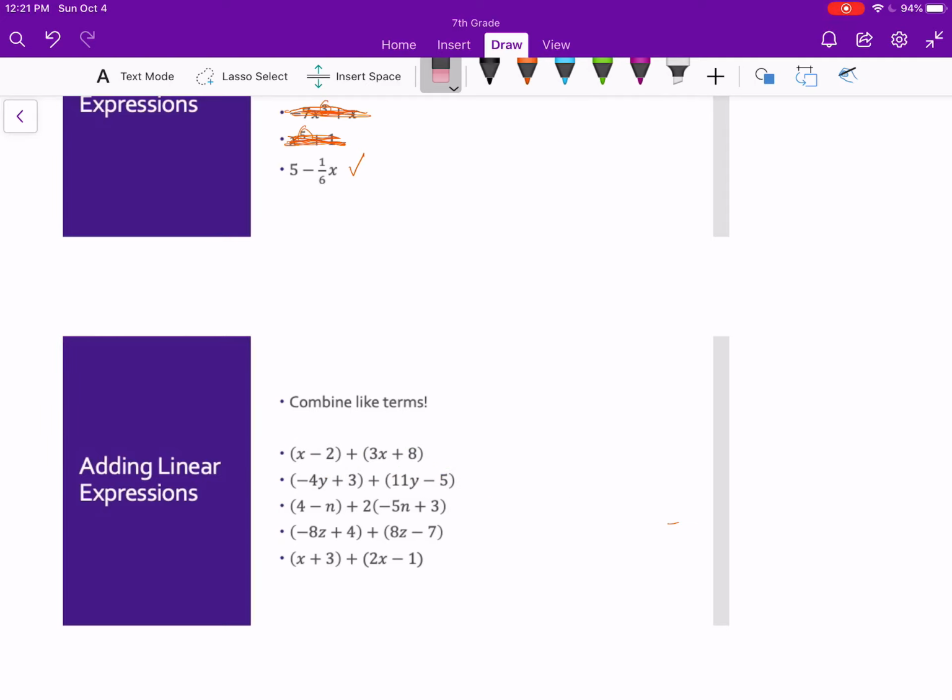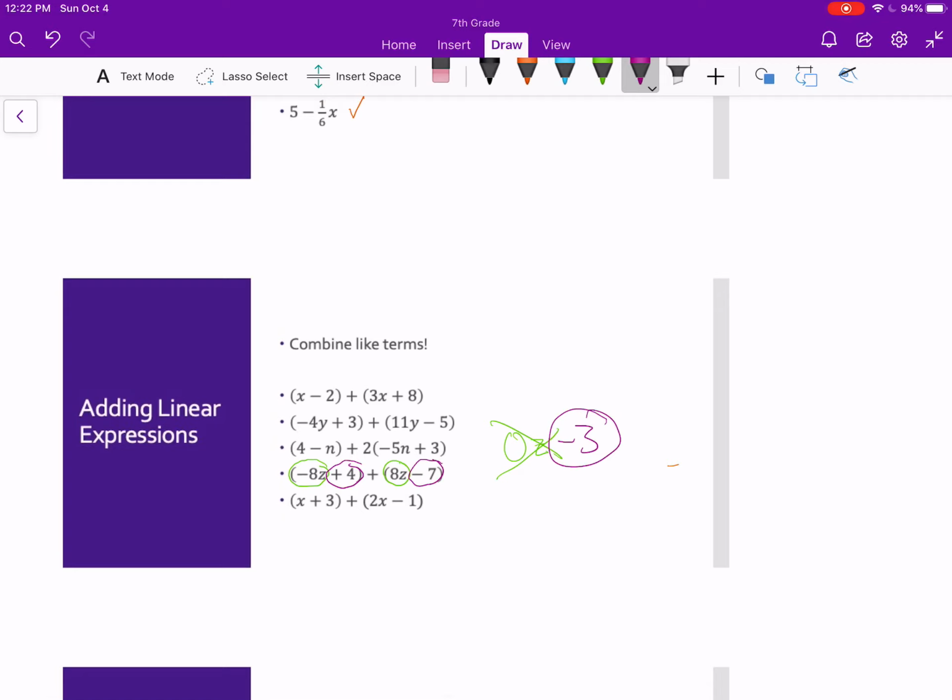For the next one, let's go ahead and combine like terms. I see a negative 8z and a positive 8z. And I see a positive 4 and a negative 7. So negative 8z plus 8z is going to be 0z. Plus 4 minus 7 is going to be minus 3. Notice that anything times 0 is 0, so this can actually go away. So your answer is just going to be negative 3.